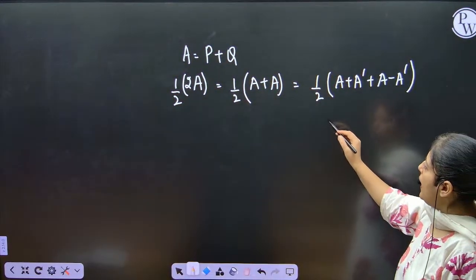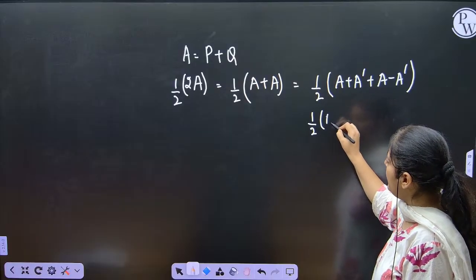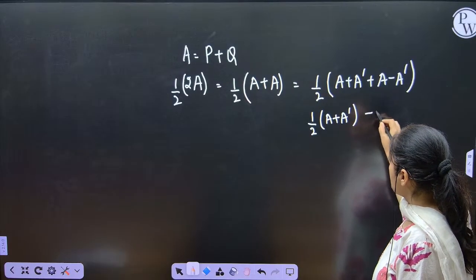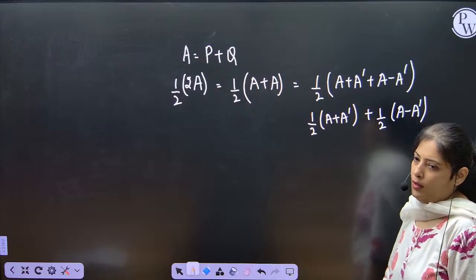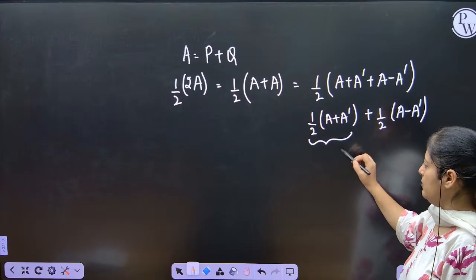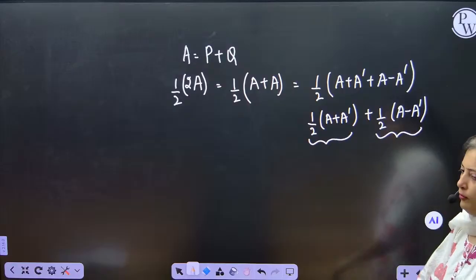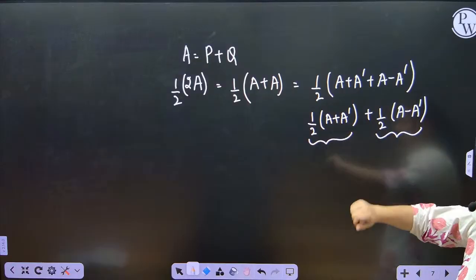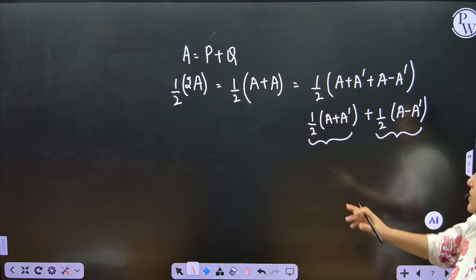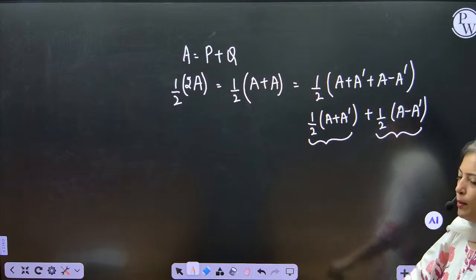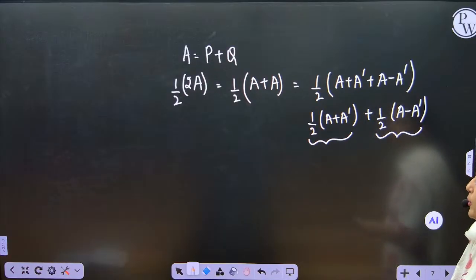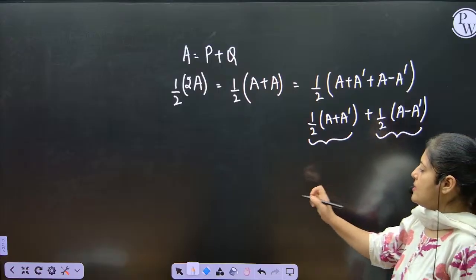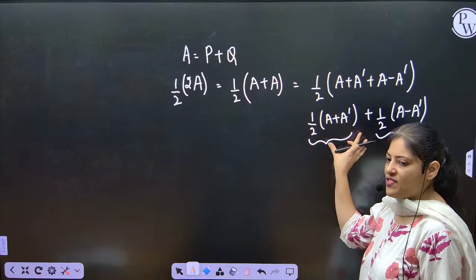Okay, so I am taking half of A plus A transpose plus half of A minus A transpose. When you see a particular question, this will come out to be the symmetric matrix A plus A transpose, and this will come out to be the skew symmetric matrix. How can we check? Just take the transpose. The transpose should be equal to itself, no?